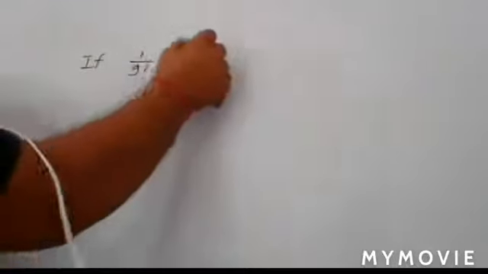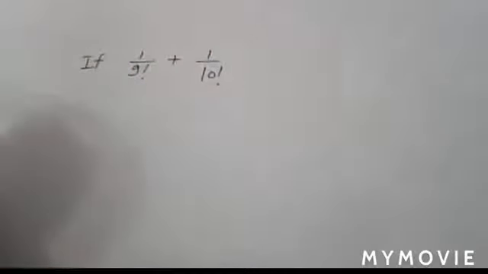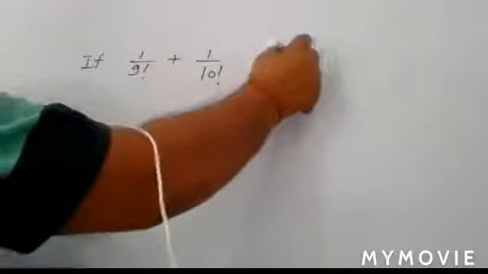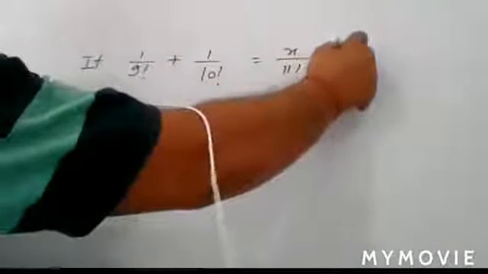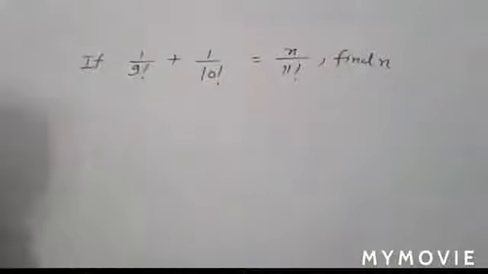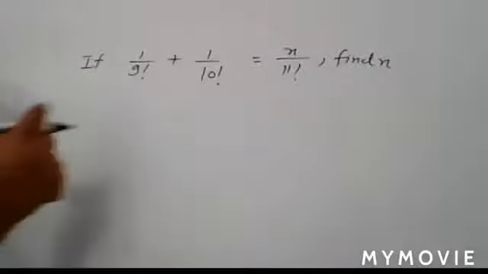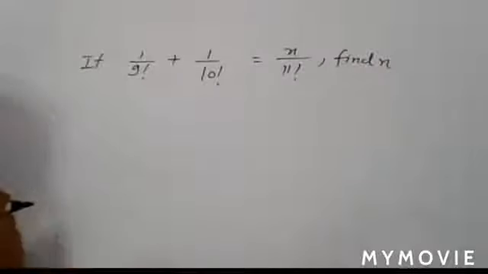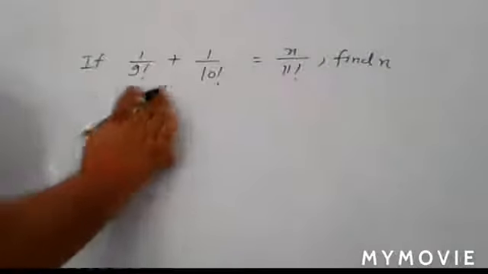If 1 upon 9 factorial plus 1 upon 10 factorial is equal to x upon 11 factorial, find x. So this is your question. You have to find the value of x. Here you apply the same concept. How do you solve? First of all, you have to take its LCM.